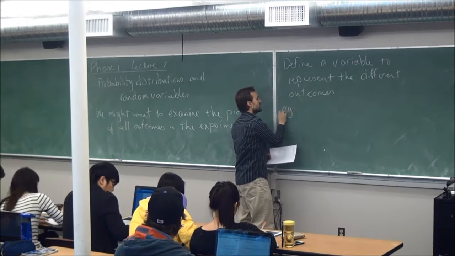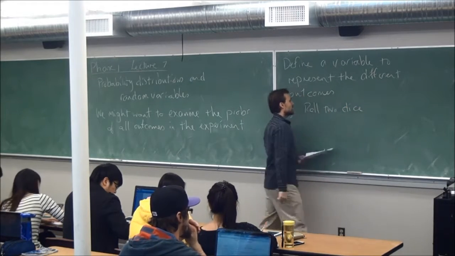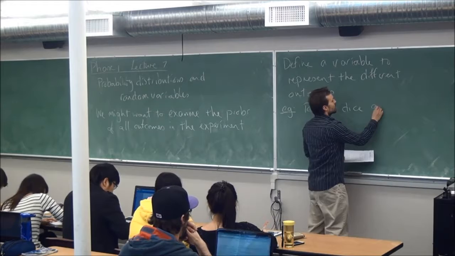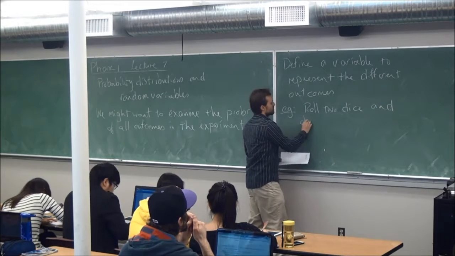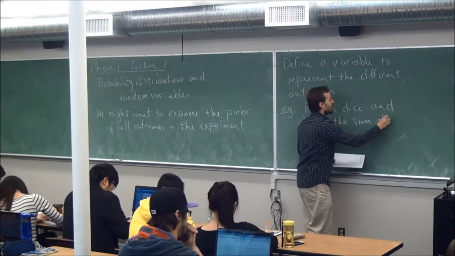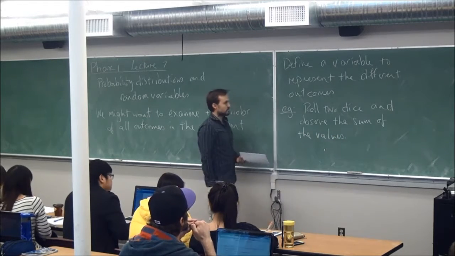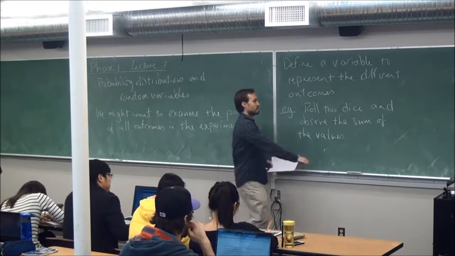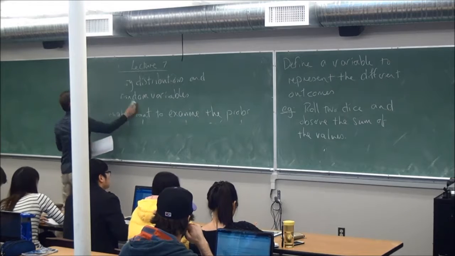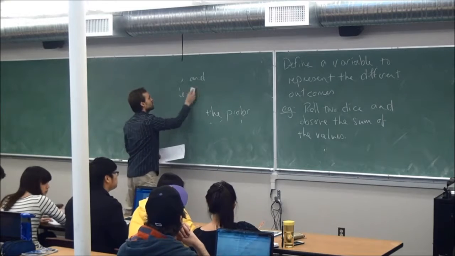For example, I could say let's roll 2 dice. That's my experiment. And what is considered to be an outcome? Let's say we observe the sum of the values. So that's my experiment. I roll 2 dice and I look at the numbers that I get, I add them up, and that is the result of my experiment. Not the pair of numbers, let's say just adding them up, just the sum.